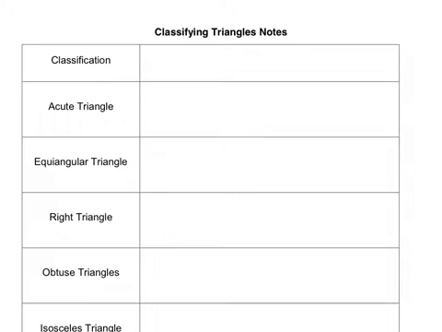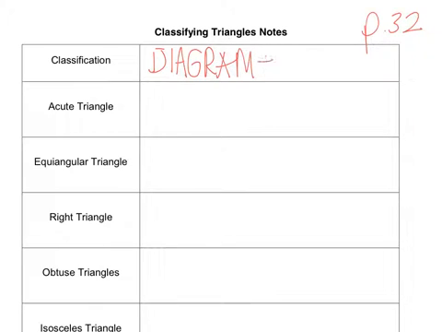Okay, so now that you're done with your warm-up, we're going to do an activity called a scavenger hunt. Go ahead and open to page 32, and you'll see a page full of spaces for vocabulary. We're going to spend some time writing down definitions for how to classify a triangle. Now here's how this activity works. For the classification, you're going to need a diagram, and you're going to need words.